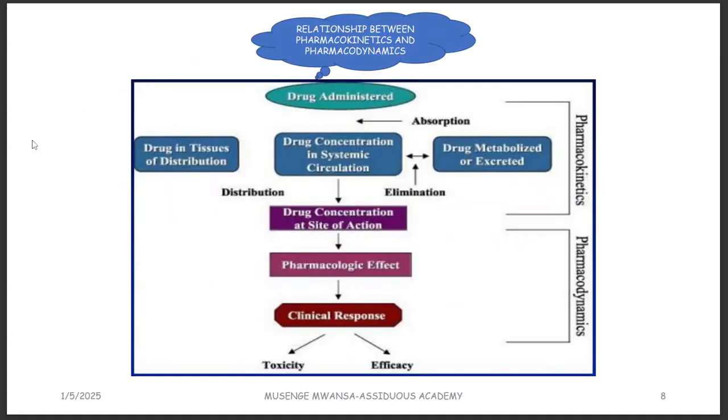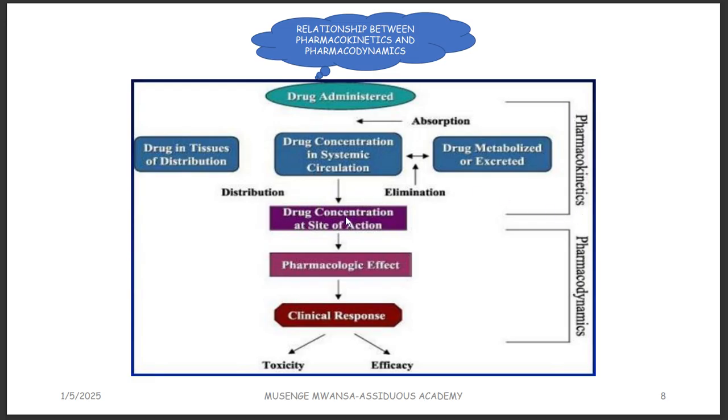Okay. So you can see this diagram represents the relationship between pharmacodynamics and pharmacokinetics. If you administer a drug, the drug is going to be absorbed and is going to go into the systemic circulation. While in systemic circulation, the drug can be metabolized and excreted or it can be distributed. Metabolism and excretion are forms in which the drug can be removed from the body, or it can be distributed, now going into tissue. These phases here we call pharmacokinetics.